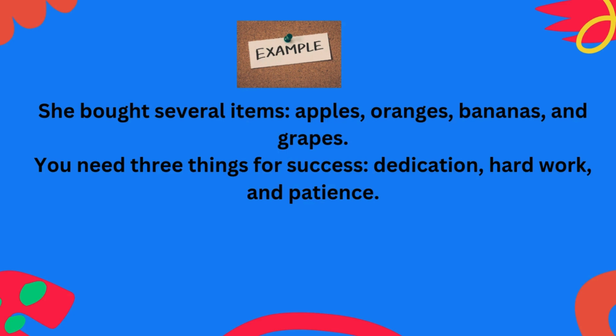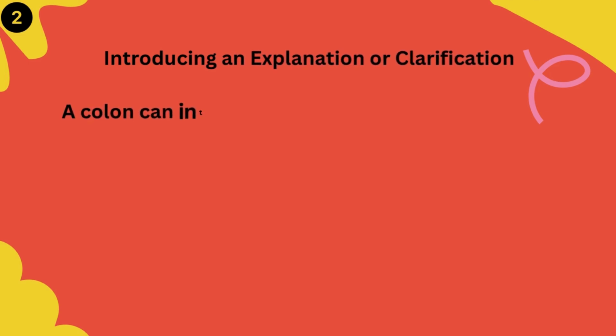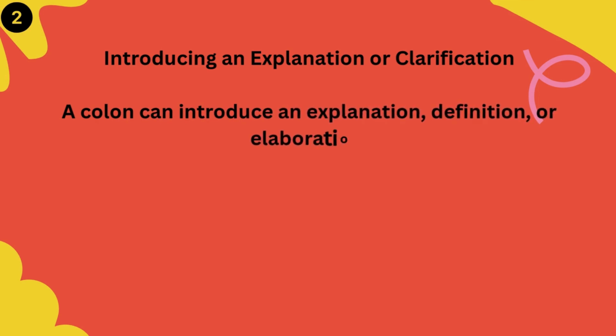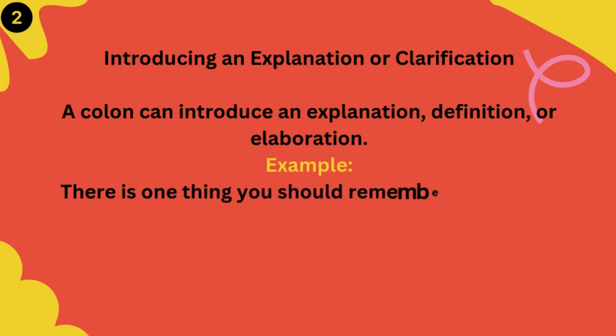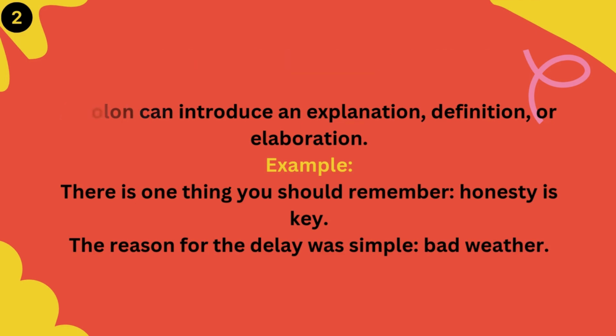"You need 3 things for success: dedication, hard work, and patience." To the next use of colon: introducing an explanation or clarification. We can use a colon to introduce an explanation, definition, or elaboration. For example, "There is one thing you should remember: honesty is key." "The reason for the delay was simple: bad weather."